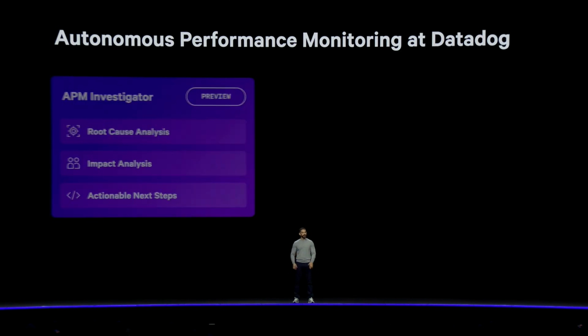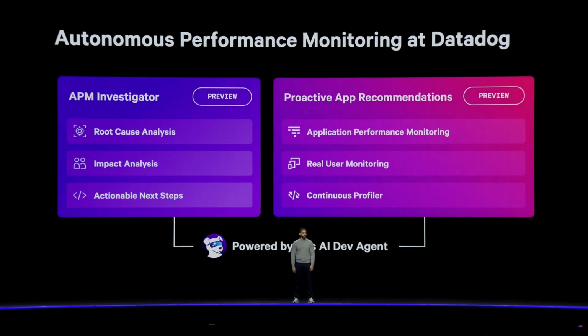So, let's recap. You've just seen APM Investigator and proactive recommendations. They represent a shift in how you operate through observability. With the Investigator, you resolve your issues in record time, and with recommendations, you can address issues before they impact your business.